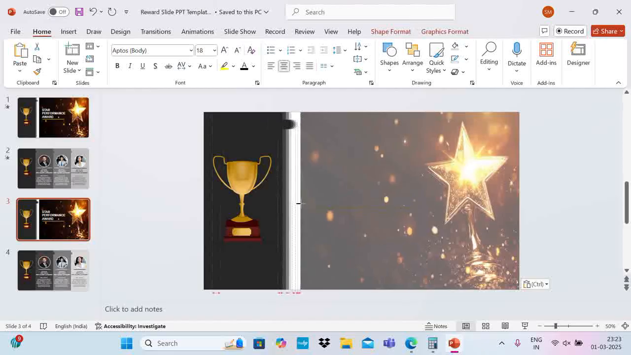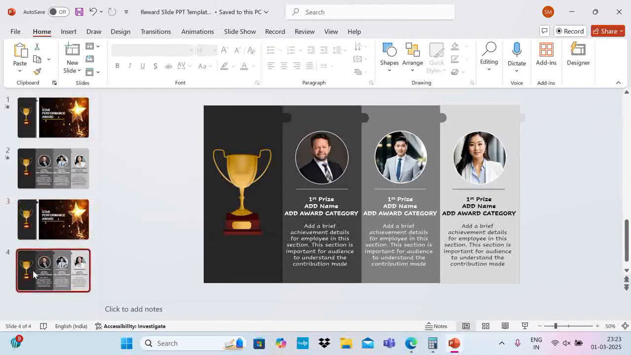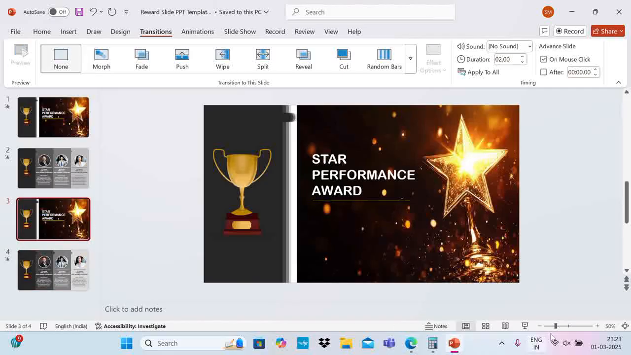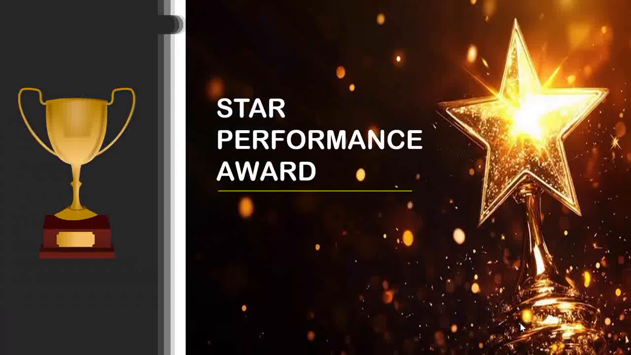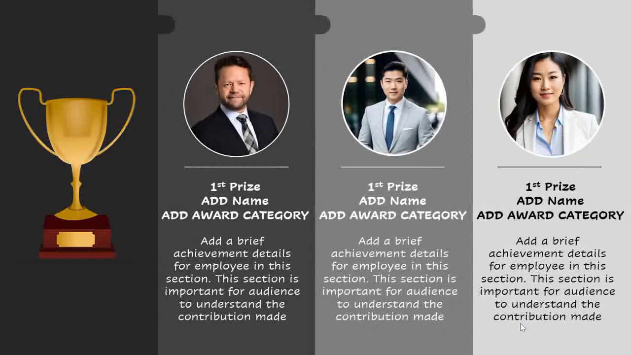Just increase the size a little bit. This is okay. Okay, now my slide is ready. Now go to the last slide, the fourth slide. So this third and fourth we have created just now. Go to the fourth slide, go to transition and click on morph. So now your slide is ready. Now let me go to the third slide, do a full screen, and if I click on the screen, it beautifully transitions from the previous slide to this slide.